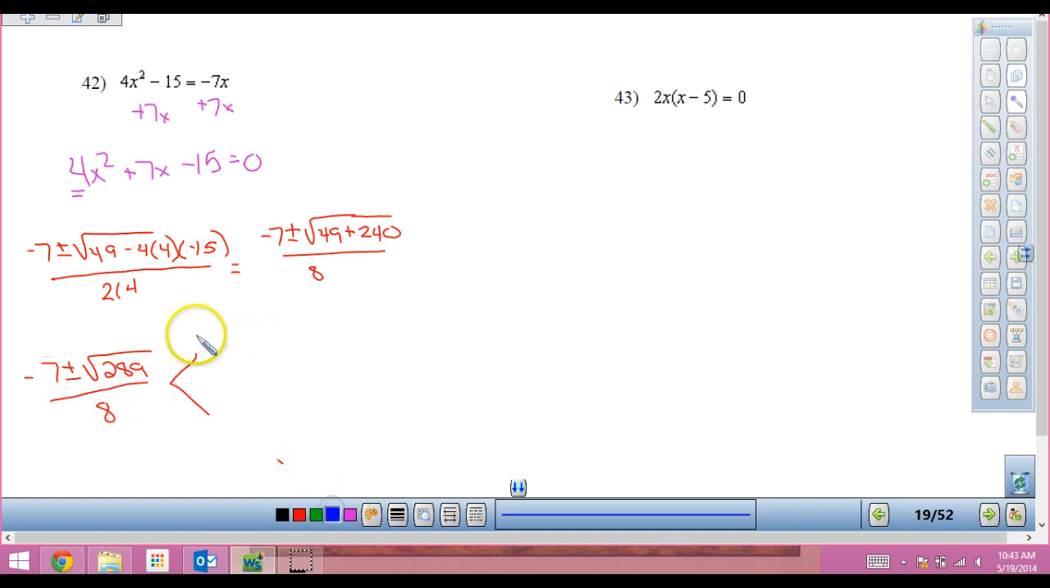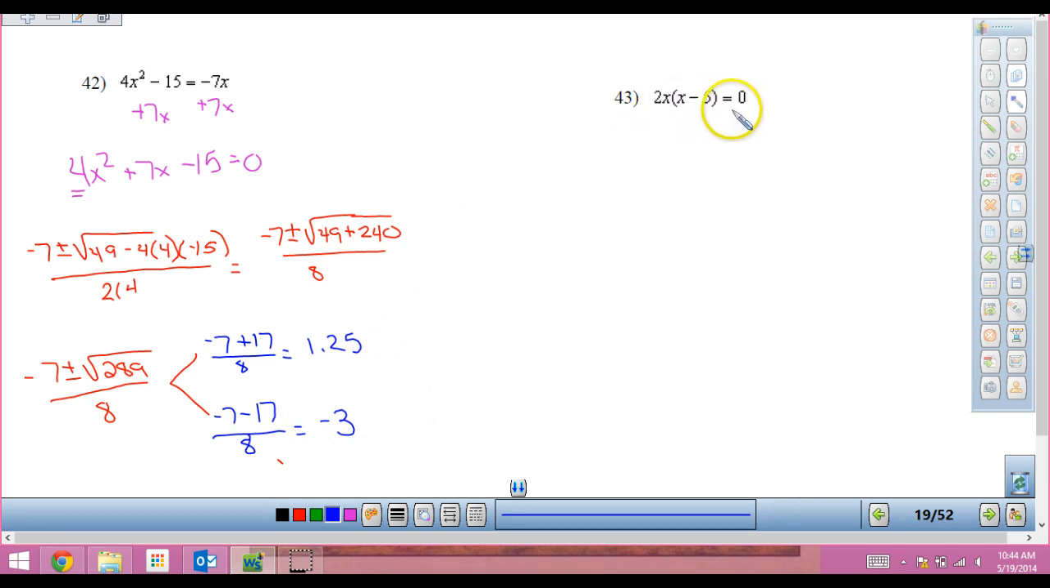Split it into 2. Negative 7 plus square root of 289 is 17 divided by 8, and then negative 7 minus 17 divided by 8. Okay, so now when we do this, we end up with 10 over 8, which is 1.25, and this one we get negative 24 over 8, which is negative 3. So there are our two answers for number 42.